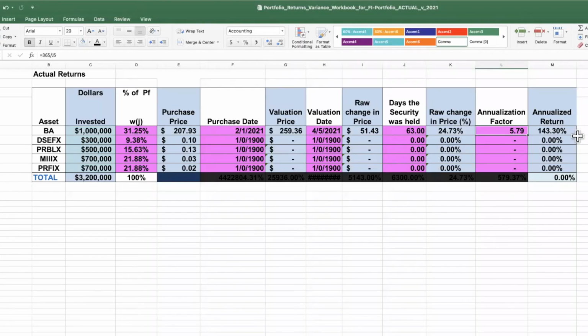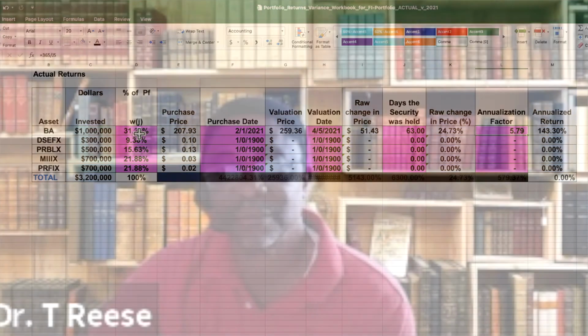All right. So essentially, what you're going to do for each security in your two portfolios, you're going to go through and calculate these annualized returns. All right. So that's what we need to do.